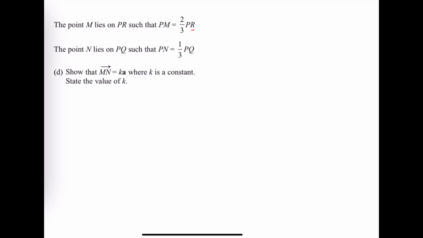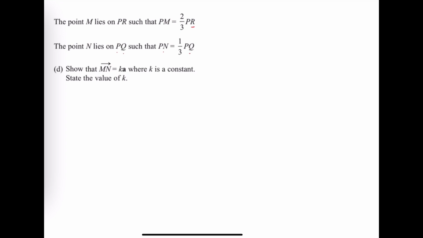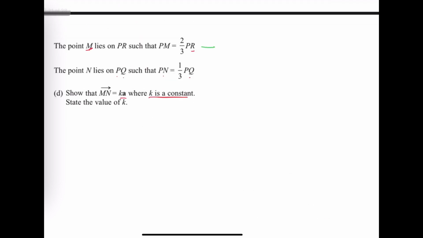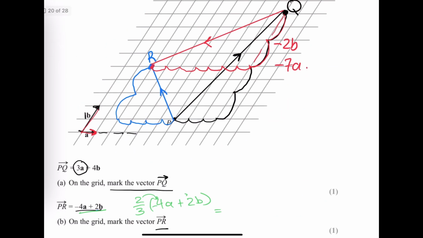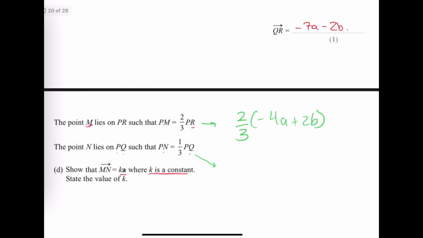Okay, so the point M lies on PR such that PM is 2 over 3 PR, and point N lies on PQ such that PN is 1 over 3 PQ. So show that M to N is KA, where K is a constant, and state the value of K. We know that P to R is minus 4A plus 2B, and what we can do is just do 2 over 3. This is just so that we can see where M actually is. And then for this over here, we know that PQ is 3A plus 4B.